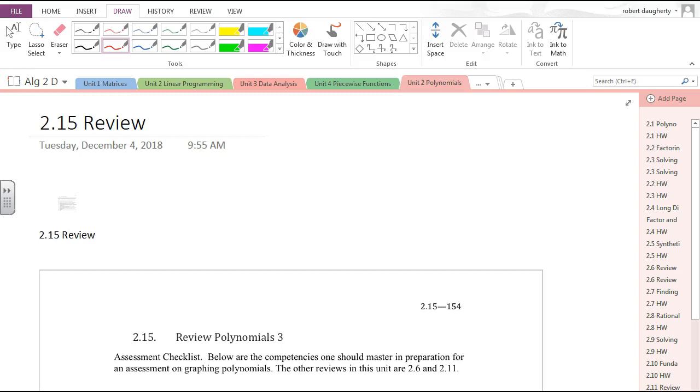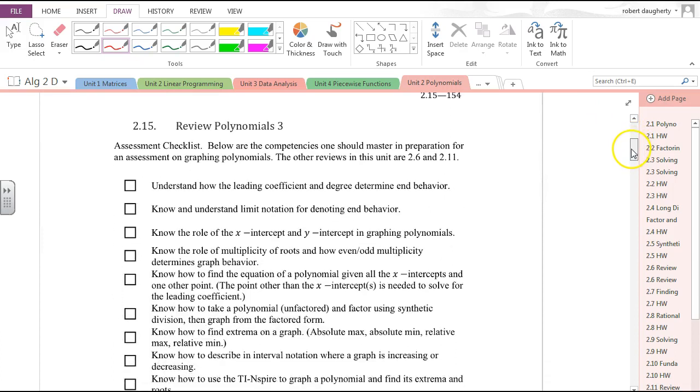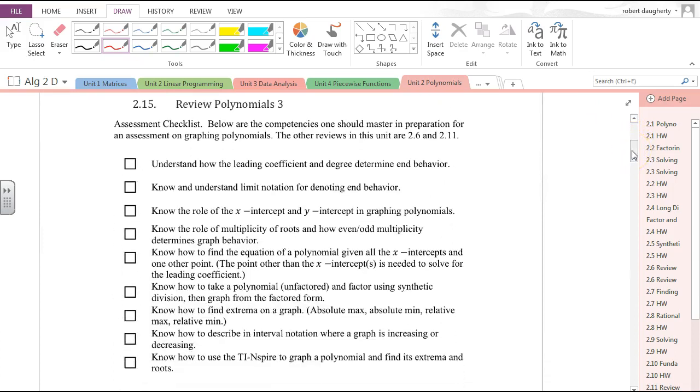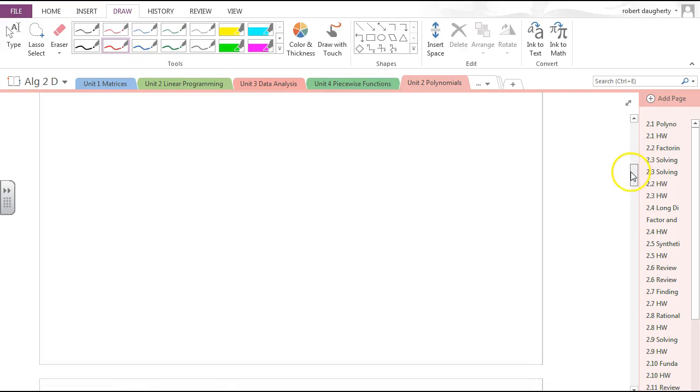So this is review 2.15, the last review in polynomials. Keep in mind you are preparing for a unit test, so you've got 3 of these reviews to look at and 2 quizzes. So most of what you see here is just the content since our last quiz. That would have been 2.12 to 2.15, and a spring break in between. So there's a lot of material that needs to come back.